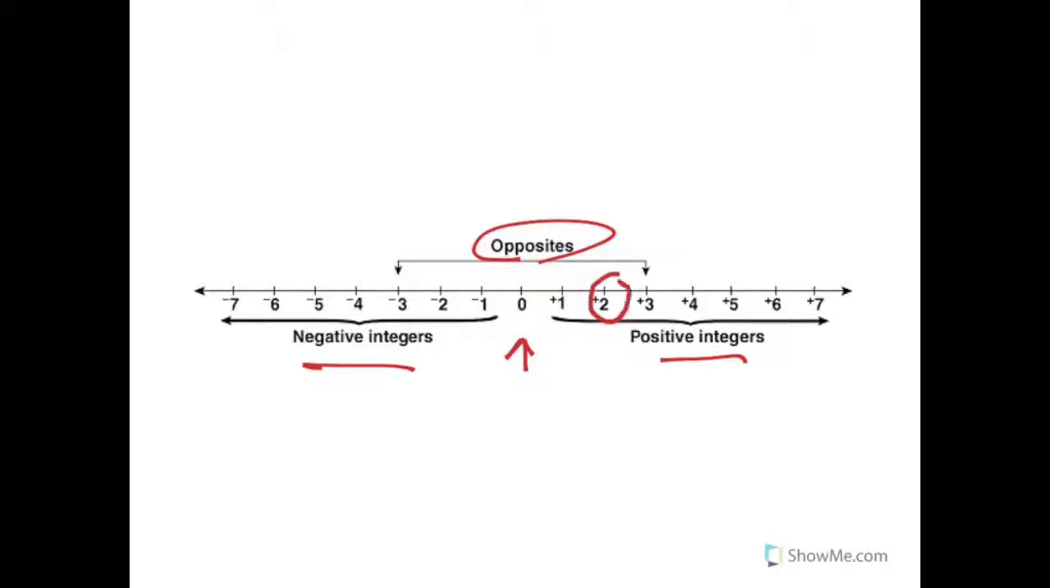The opposite of 2 is negative 2, because if you start at 0, you go 1, 2, to the right, and you end up at 2. If you go 1, 2 spaces to the left of 0, you end up at negative 2. Plus 7, what's the opposite? Well, the opposite of that would be negative 7.